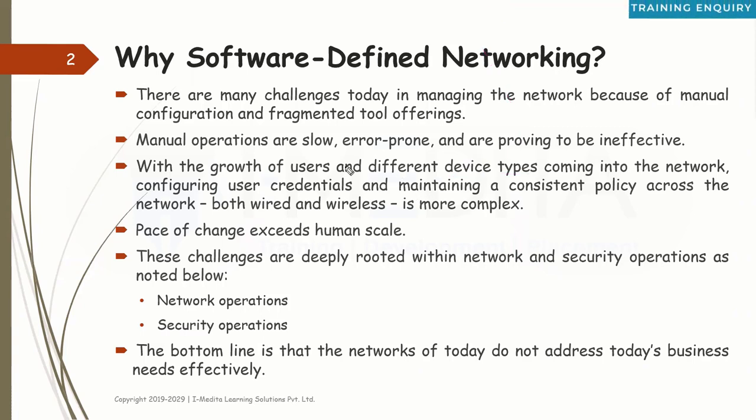So the point is that in a modern day network, there are different types of devices coming into the network, such as laptops, desktops, servers, and IoT devices. All those devices are generating different types of traffic. We have sensors and all. In our production environment, we might have different types of sensors, and all those devices are generating different types of data.